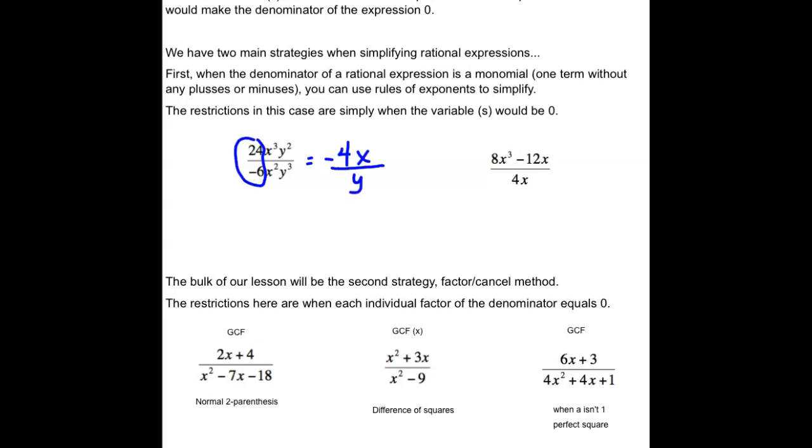But notice that we have both an x and a y in the denominator. Those cannot equal 0. So we would have to list restrictions that x is not equal to 0 and y is not equal to 0.